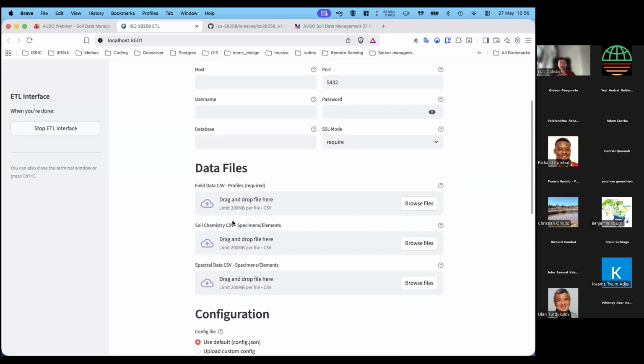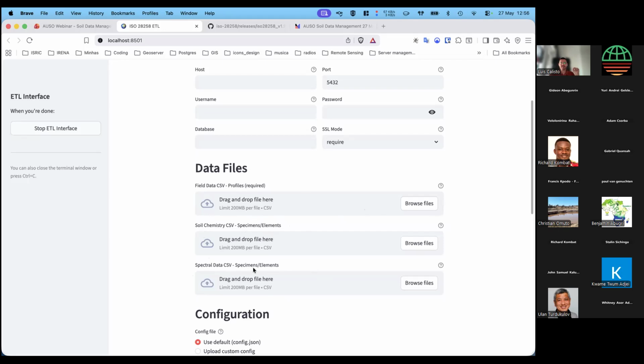Usually we try to do this transform in-house: the field data and the soil chemistry, so like the field data, profiles, and layers. This happens quite often. We have a profile and a layers CSV, two tables. In most cases, that's what happens. Then I need to browse the files and put them here, the layers and the profiles.